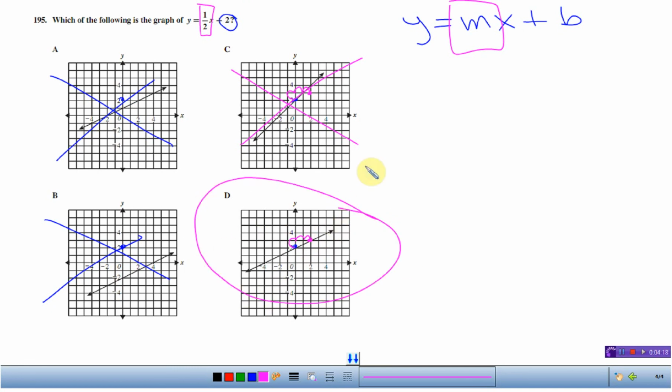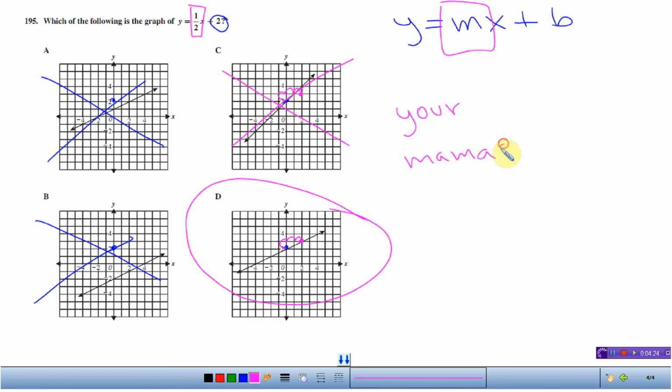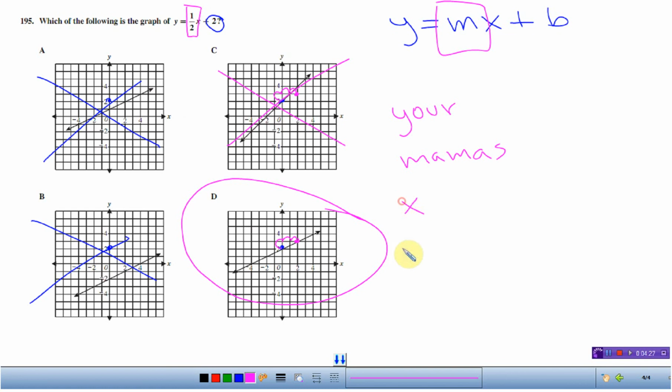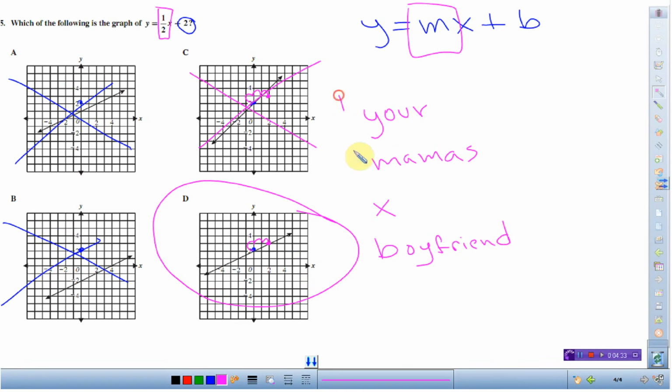And again, this is just something you would write down on a cheat sheet of sorts. Okay, your mama's ex-boyfriend is just a way to remember this equation because there are going to be many equations to remember. Simple there.